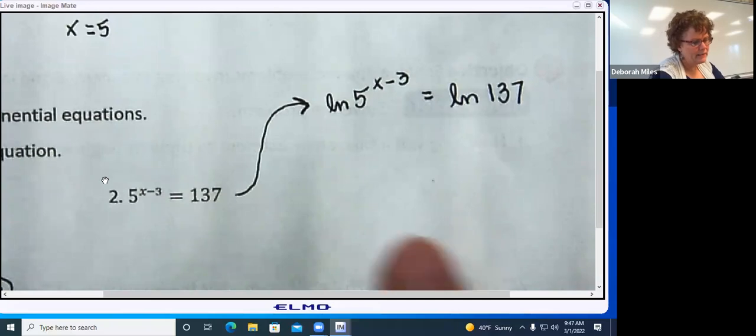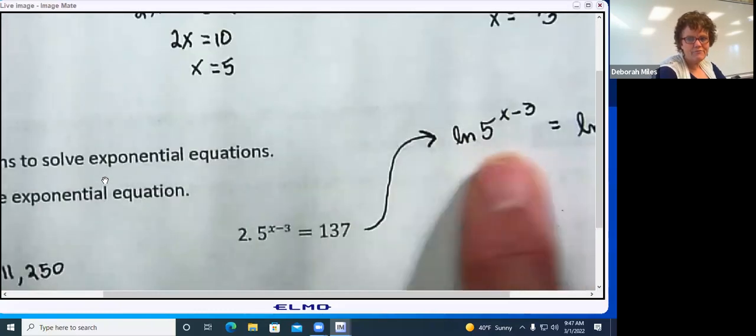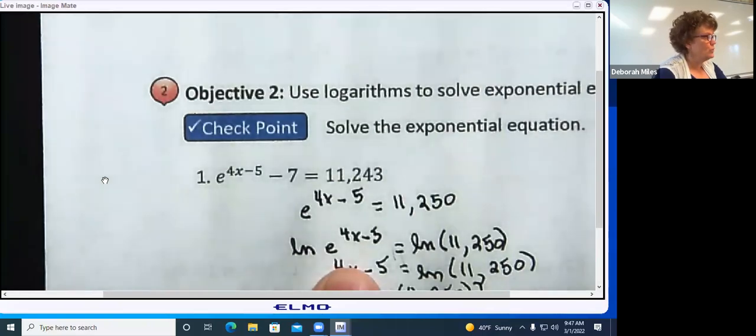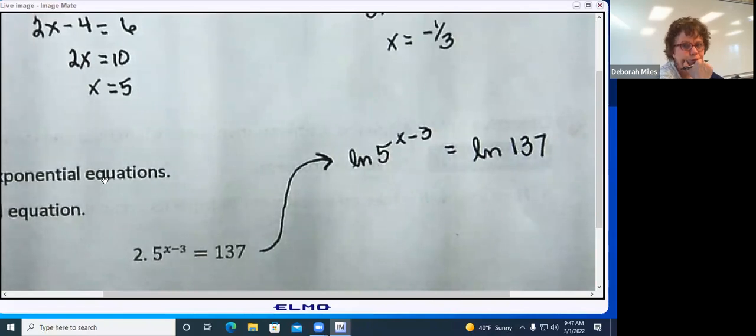And then it's not quite as easy as the last problem, because I can't say natural log and 5 just undo each other. Like I said, natural log and e just undo each other. So what can I do? Well, it looks like I made the problem harder. Why did I do that? What property can I use on the left-hand side?